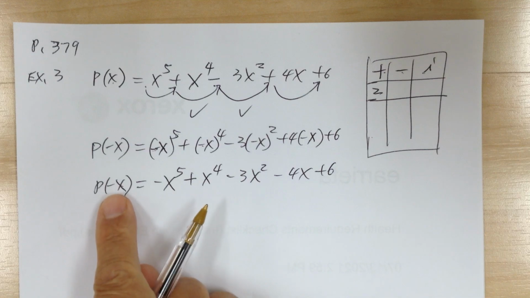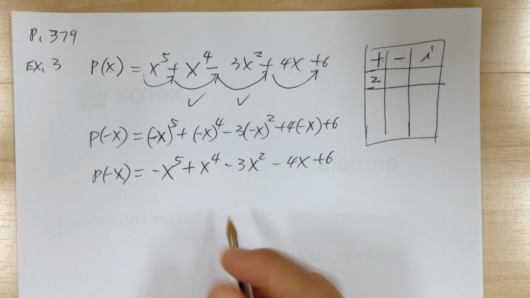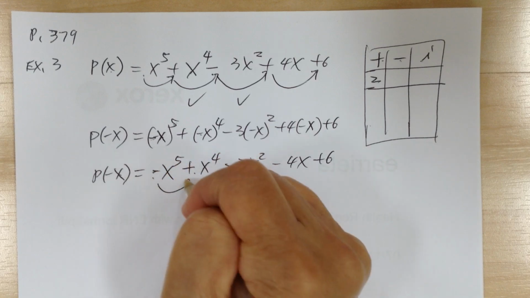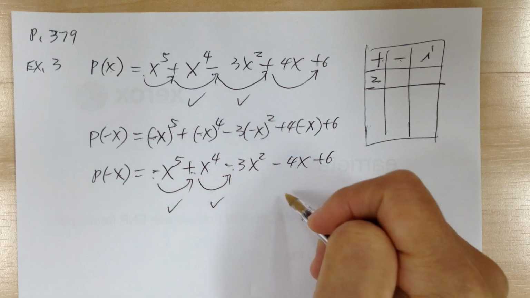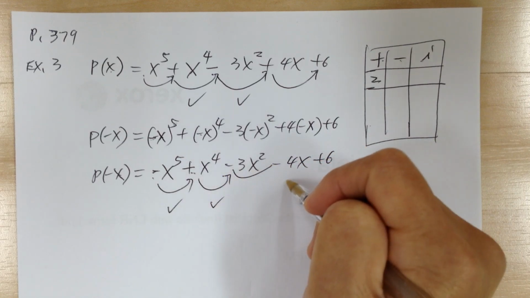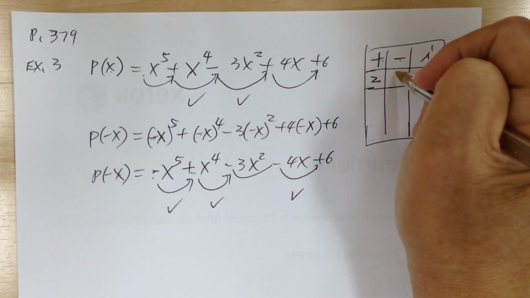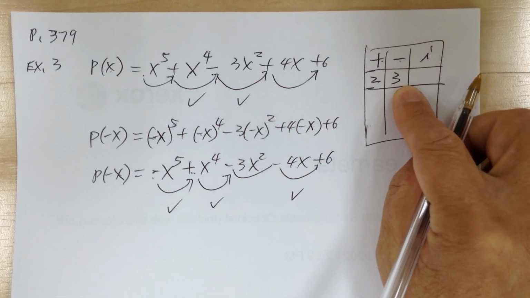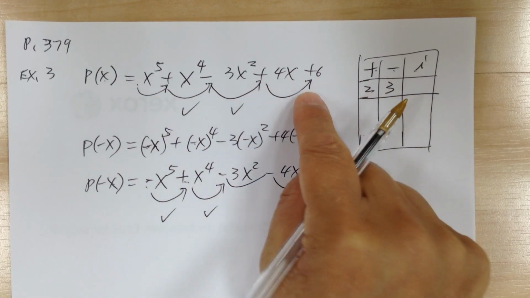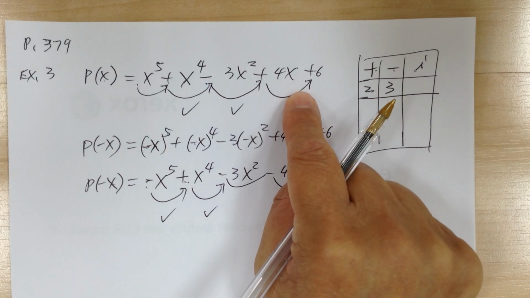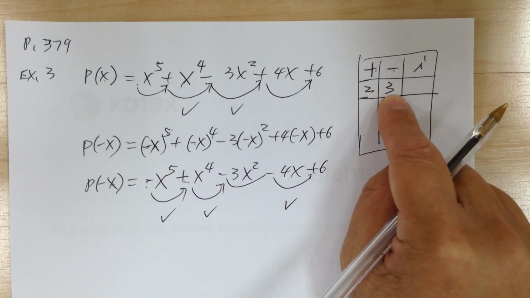So again, first you have to get the p of negative x. Then again, you figure out how many times it changed sign. So from negative to positive, it changed. From positive to negative, it changed again. From negative to negative, doesn't change. Negative to positive, it changed. Okay? So you're going to get a maximum of 3. So what I'm saying is that if you set this equation equal to 0 and solve it, the most answers you're going to get is 2 positive and 3 negative.